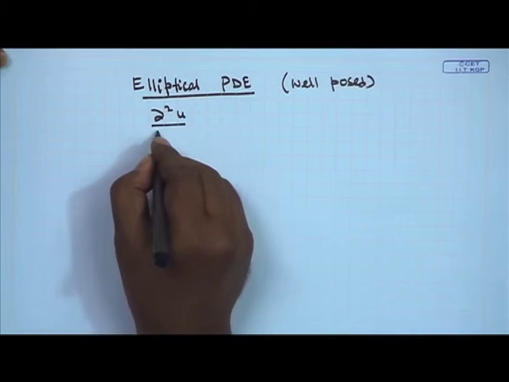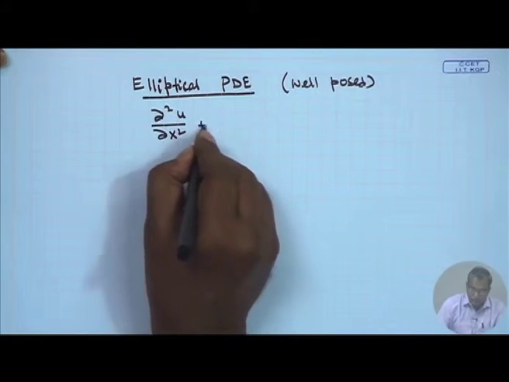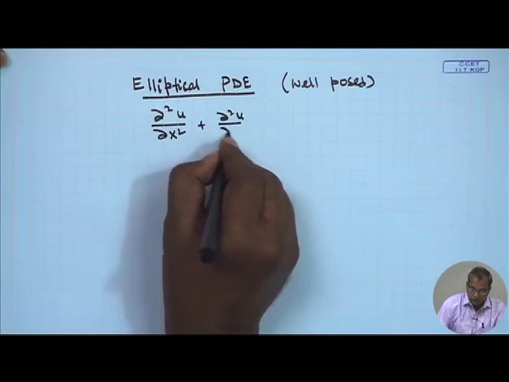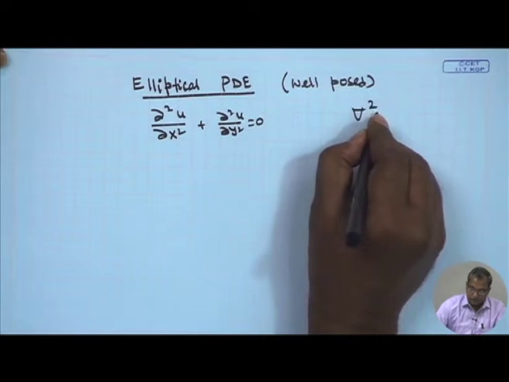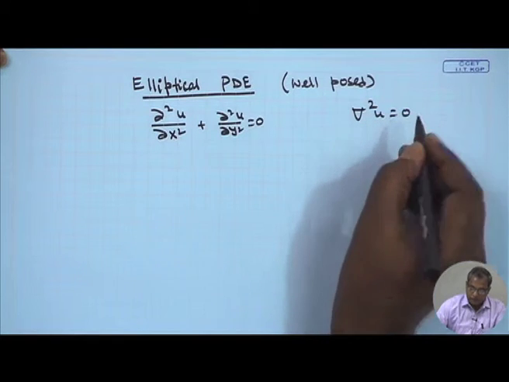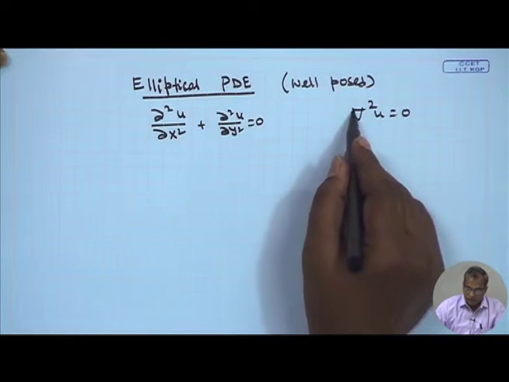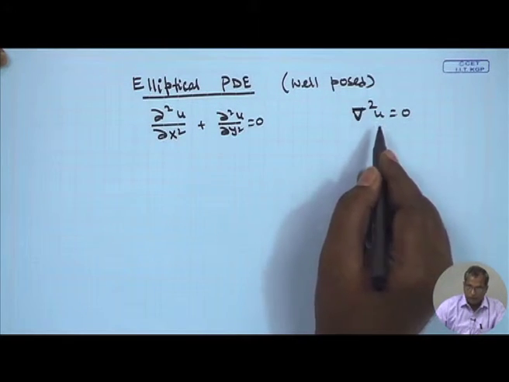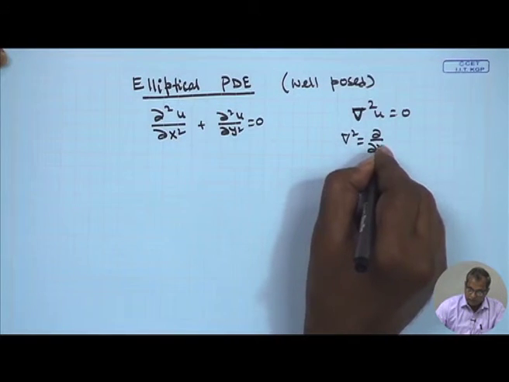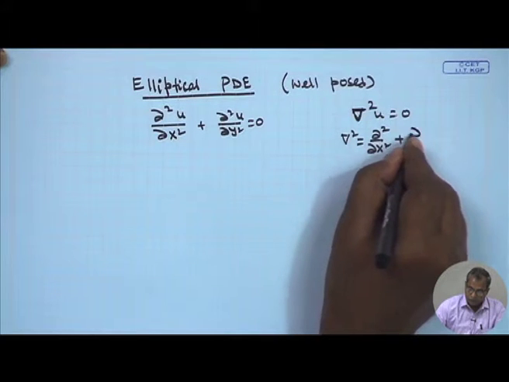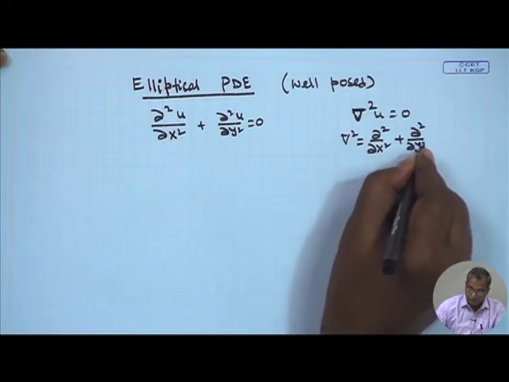The first problem we will be dealing with is del square u by del x square plus del square u by del y square equal to 0. So, it is basically the Laplacian equation, given by del square u. In two dimensions, the grad square operator or Laplacian operator is represented as del square by del x square plus del square by del y square.